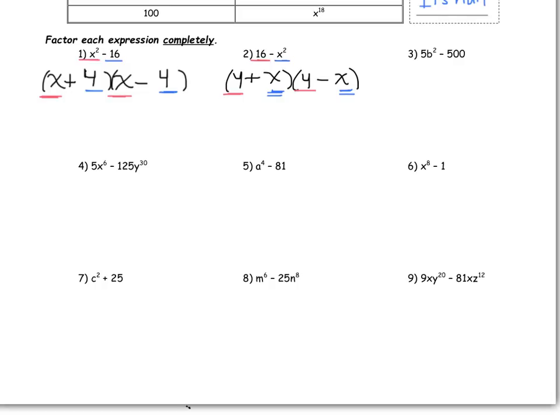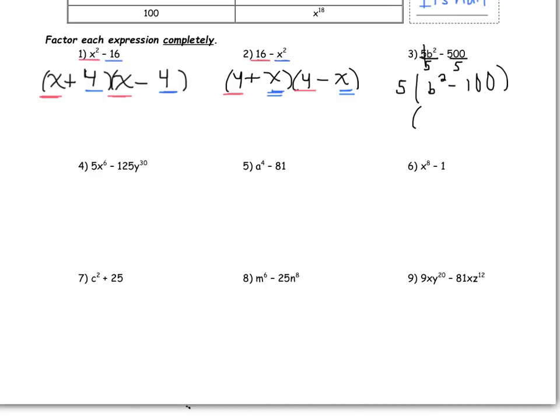Okay, let's look at example number 3. Is there a greatest common factor that I can divide 5 by and 500 by? You should be saying 5. So we're going to have to take care of that GCF first. So just like we did in the beginning, we're going to write 5 parentheses b squared minus 100. And I got that by dividing those pieces. Now you want to see, can I factor this inside a little bit more? And you should be saying yes, this is a difference of two perfect squares.